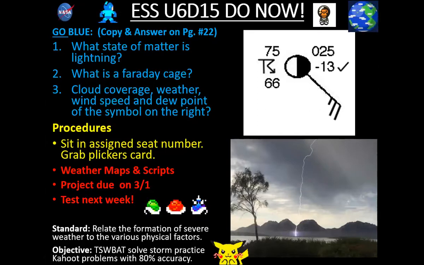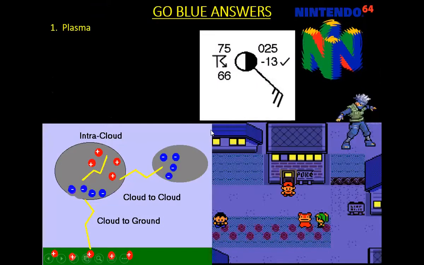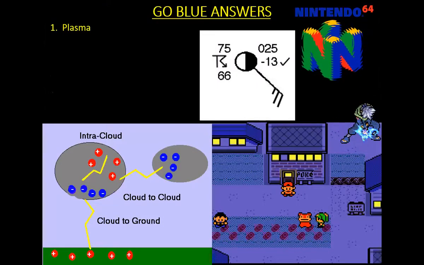Okay, so I got an answer here. Awesome, okay. Great job, Joseph. Number 1 is going to be plasma, guys. Lightning is in the form of plasma. It's like a supercharged, superheated gas. So great job, Joseph, give you credit for that.